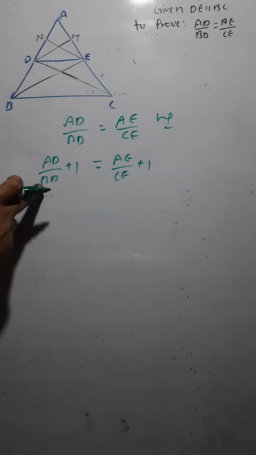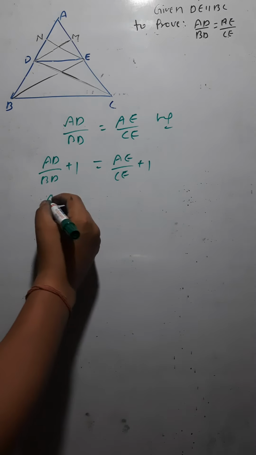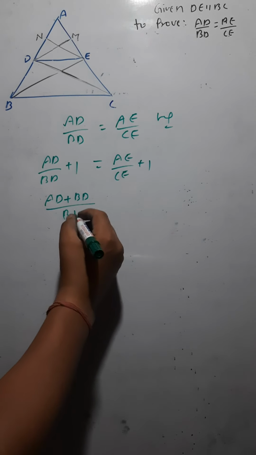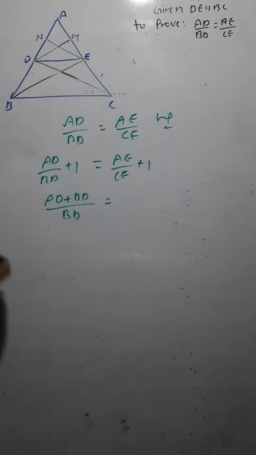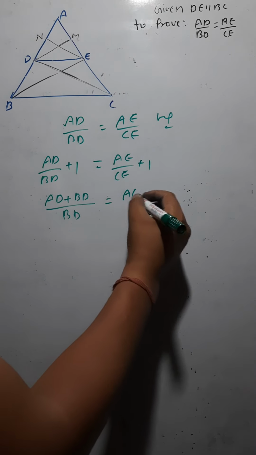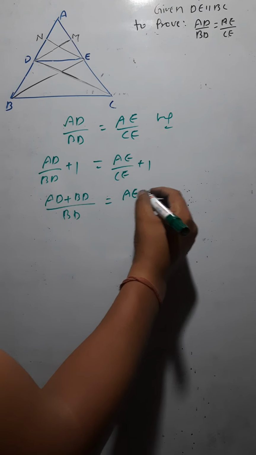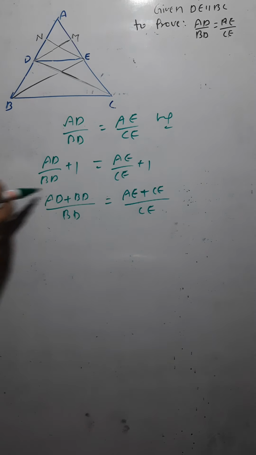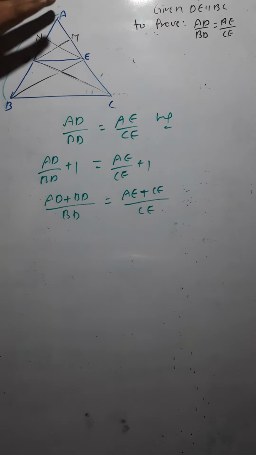Now just cross multiply. BD multiply 1 would be BD. So it would be AD plus BD total divided by BD. Can I write it like this? Yes. Similarly, CE multiply 1 would be CE. So I would write it as AE plus CE divided by CE. Now tell me, what is AD plus BD? Can I write it total AB? Look here. AD plus BD is total AB.